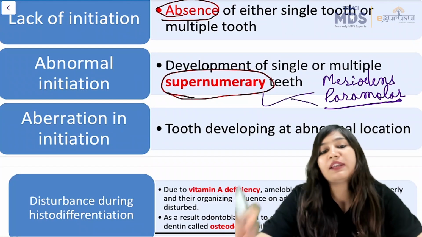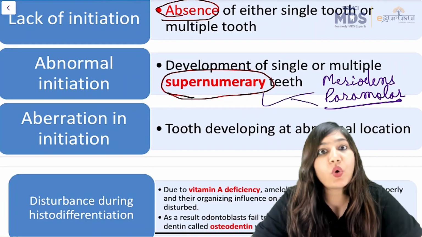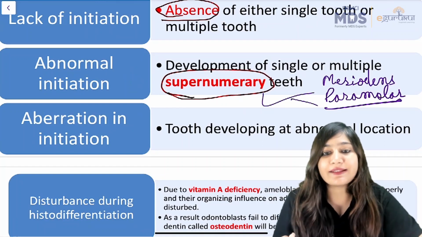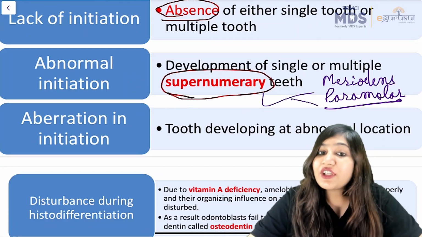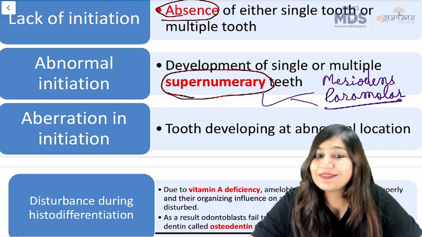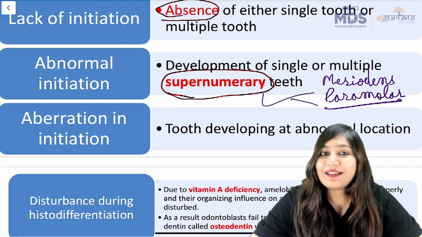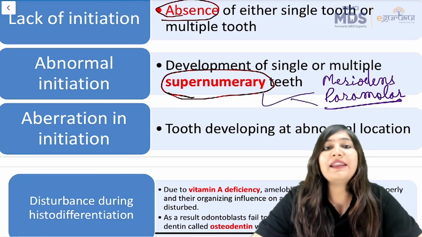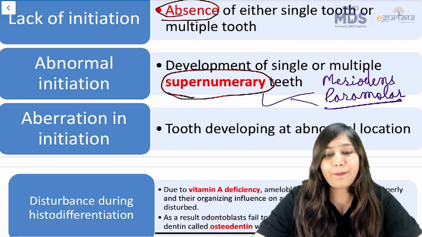Mesiodense and paramolar are the supernumerary teeth. Mesiodense are usually conical shaped teeth present between two central incisors. And which are the most commonly missing teeth? Maxillary lateral incisor, third molars, and mandibular second premolars.